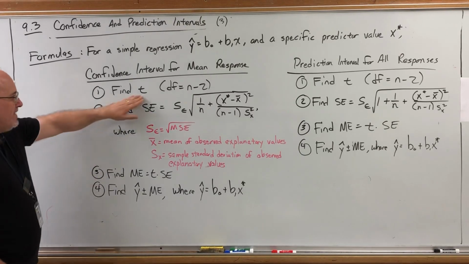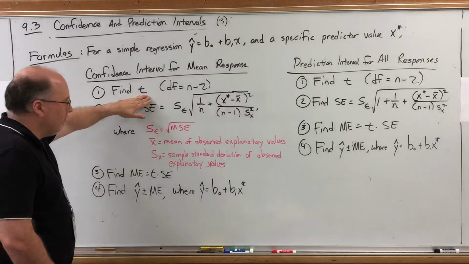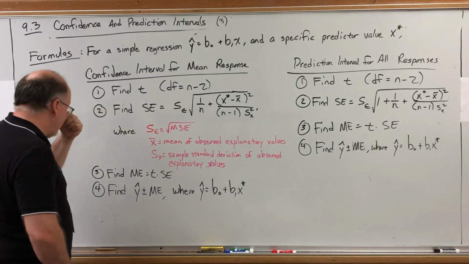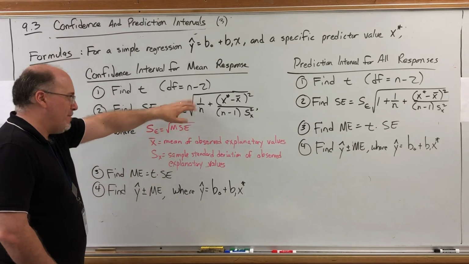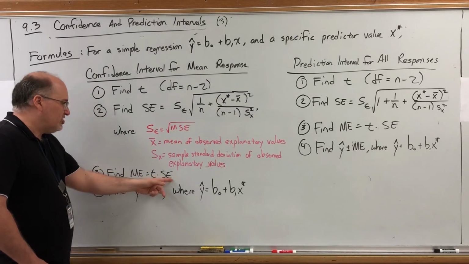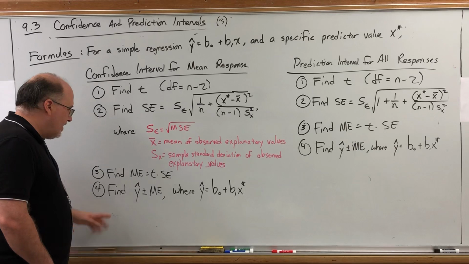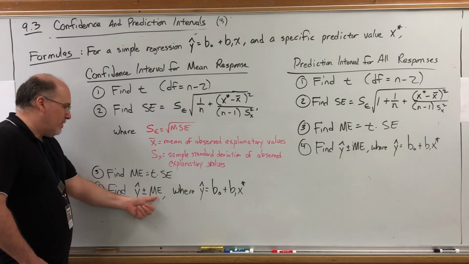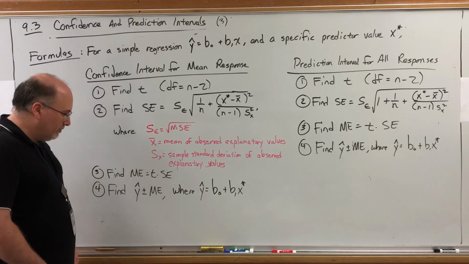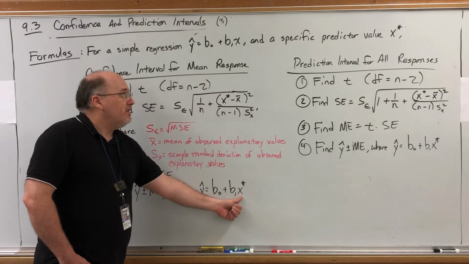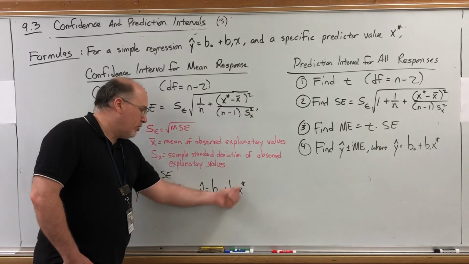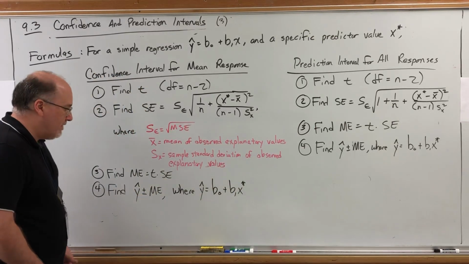For the first step, we find the value of t based off of the confidence level, and the degrees of freedom will be n minus 2, where n is the number of ordered pairs. Then we'll find a standard error, and we'll get to that mess in a minute. Once we find the standard error, multiply the t times the standard error to get your margin of error, and then find the interval, y hat plus or minus the margin of error. To calculate the y hat around which you center the interval, you substitute the specific value for the predictor, x star, into your regression equation, and then calculate the value of y hat.